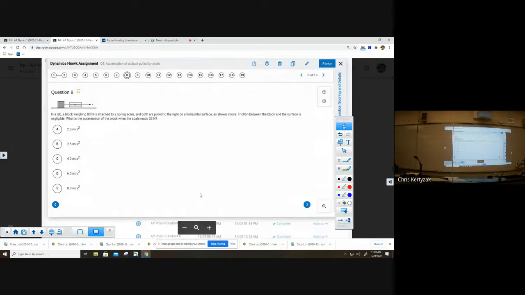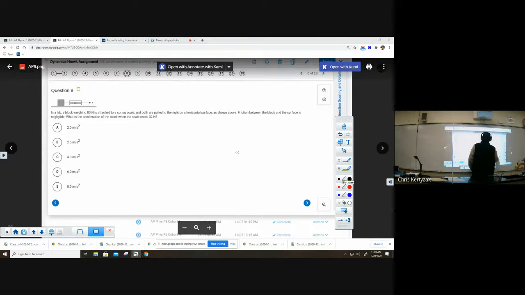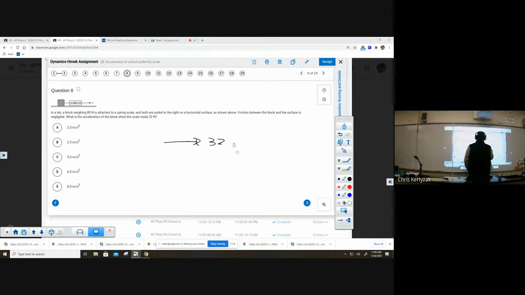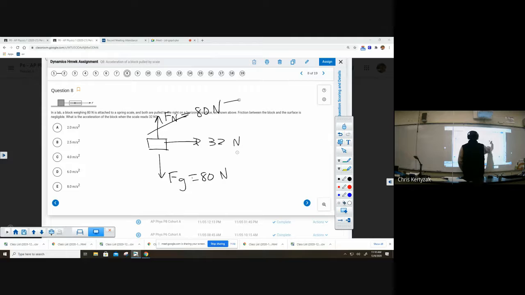In a lab, a block weighs 80 newtons. And it says there is a 32 newton force pulling it to the right. That's measured by some scale that you're using to pull it, just a measuring tool. We know the normal force is the same as the gravity force down. They tell us that the gravity force is 80 newtons, which tells us the normal force is also 80 newtons. But we know that those cancel, right? These cancel. So when we're looking at net force, they also say that the friction between the block and the surface is negligible, so we're assuming there's no friction.